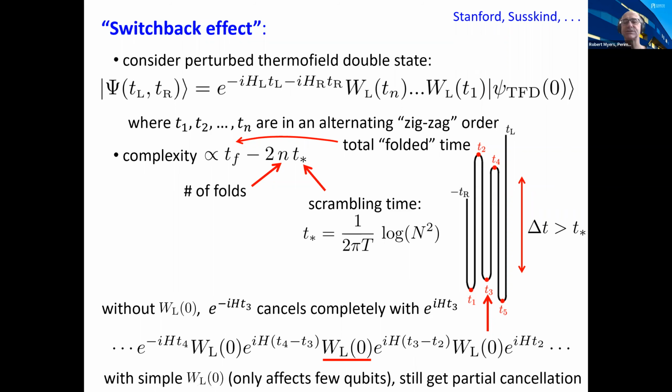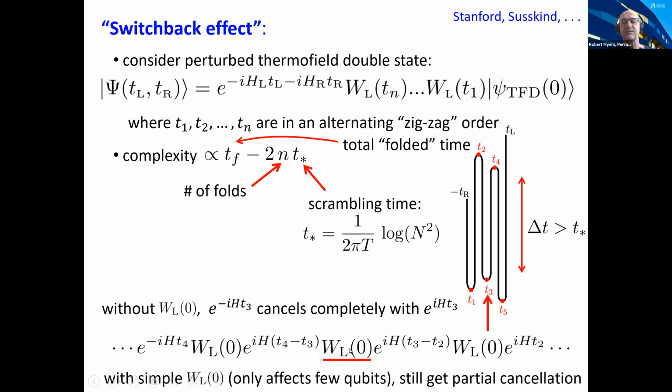However, if I introduce that operator down at the bottom of the fold, and I think that it's a simple operator, which only touches a few degrees of freedom, I won't get a full cancellation, but I'll get a partial cancellation. The point is that just after I do the switchback, or as I turn it around, that operator has only affected a few degrees of freedom. Its effect is not felt throughout the state. And so I'm still getting a lot of cancellation going on for degrees of freedom that are unaffected.